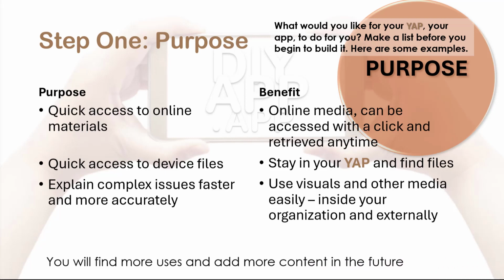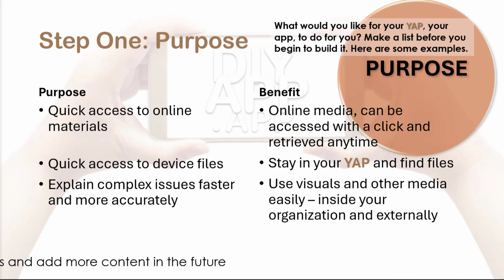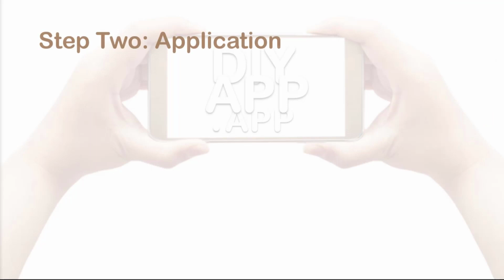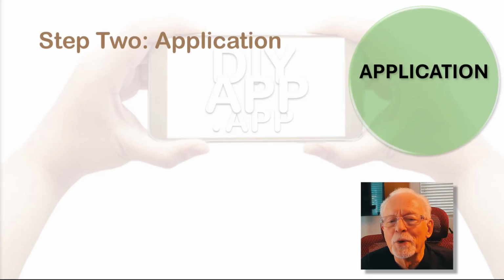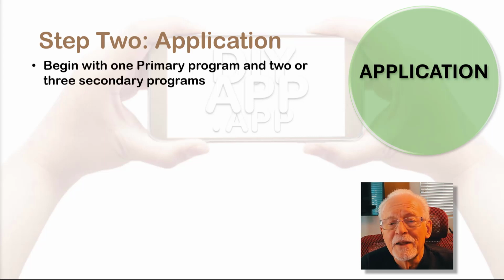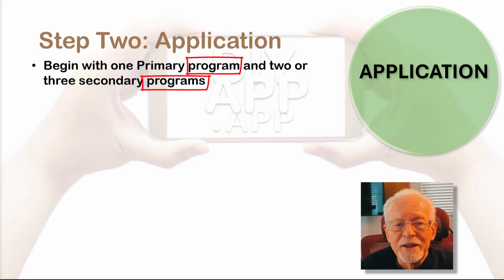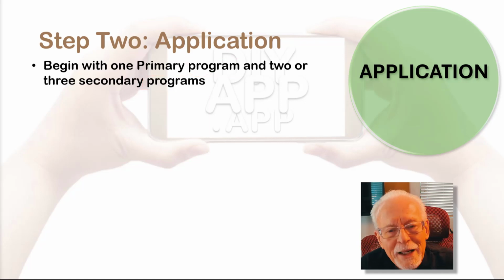The second element is application. When we think about how you're going to apply, how you're going to use your app, begin with one primary app, and then add 2 or maybe 3 secondary apps in addition to your PDF builder, your PDF editor. For me, that would be Adobe Acrobat. As you notice, this app is primarily built in PowerPoint. That's the most familiar program for me.